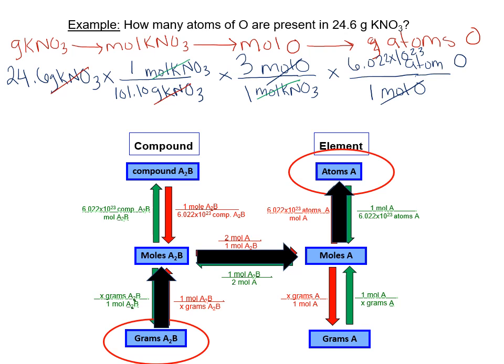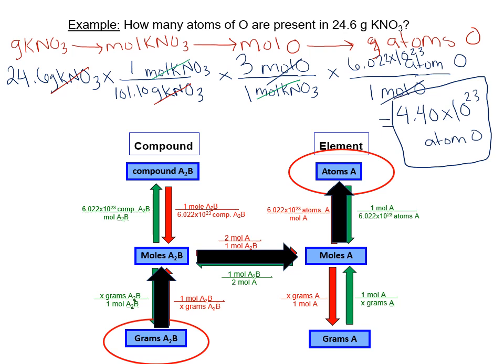And when I multiply all this through, I get to 3 significant figures, right? Because 24.6 has 3 significant figures. I get 4.40 times 10 to the 23rd power. So this is how many atoms of oxygen we have present. And that will be my final answer.